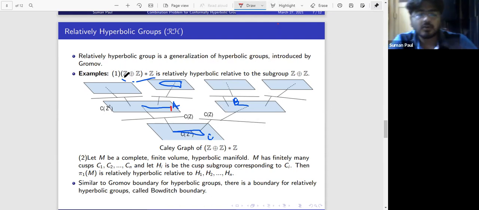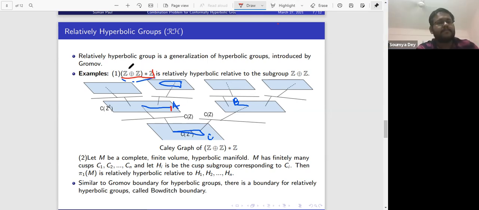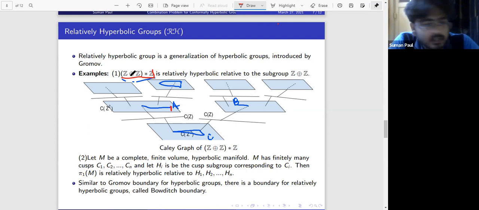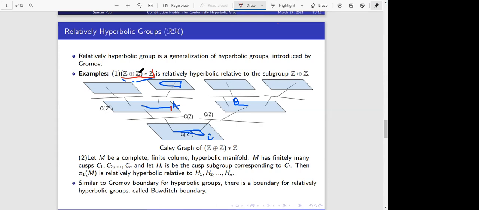Consider this example: Z direct sum Z star Z. As you can see, this group has a subgroup which is Z direct sum Z, and which is not hyperbolic, right? Yeah, that's clear.